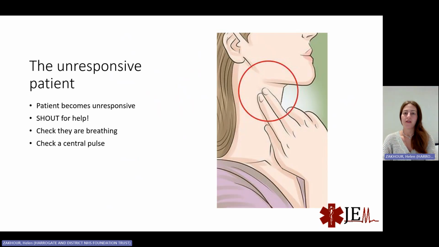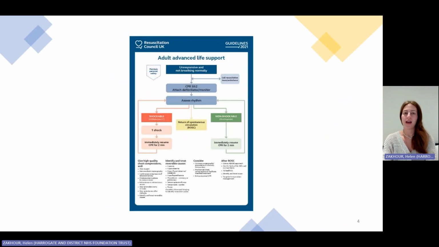In this case, we need to follow the ALS algorithm. Basically what this algorithm shows, we'll break it down and go through it over the next 20-30 minutes. But what we need to be doing is CPR. We need to be checking the rhythm. And we need to be either giving a shock or giving medications, as the algorithm suggests.